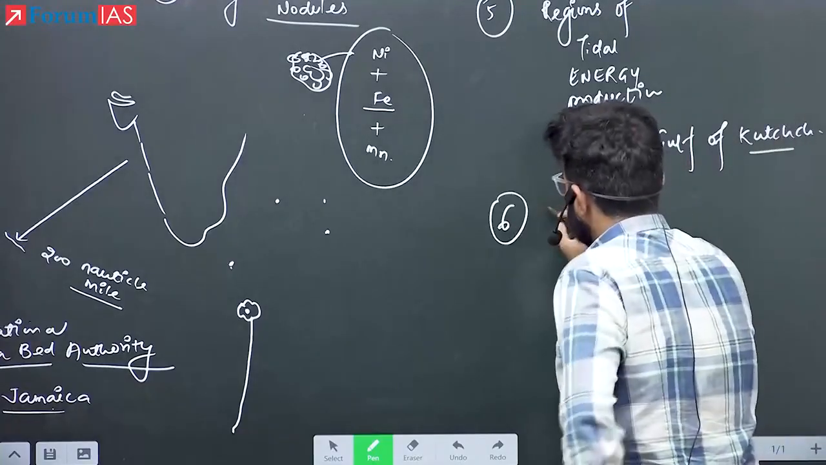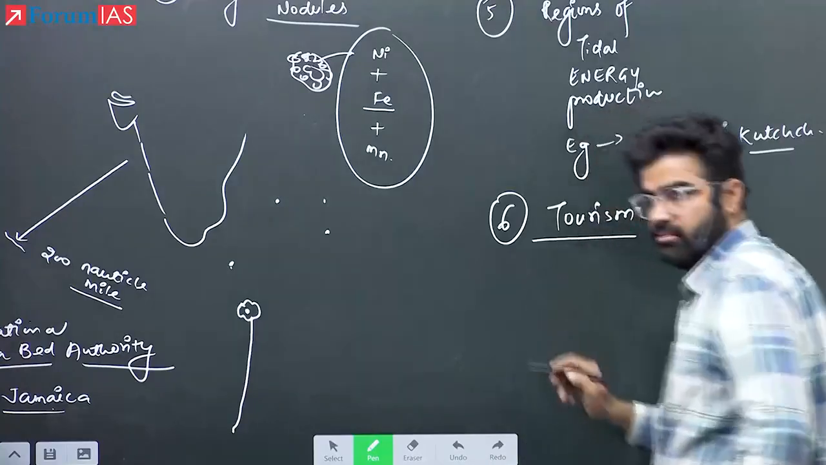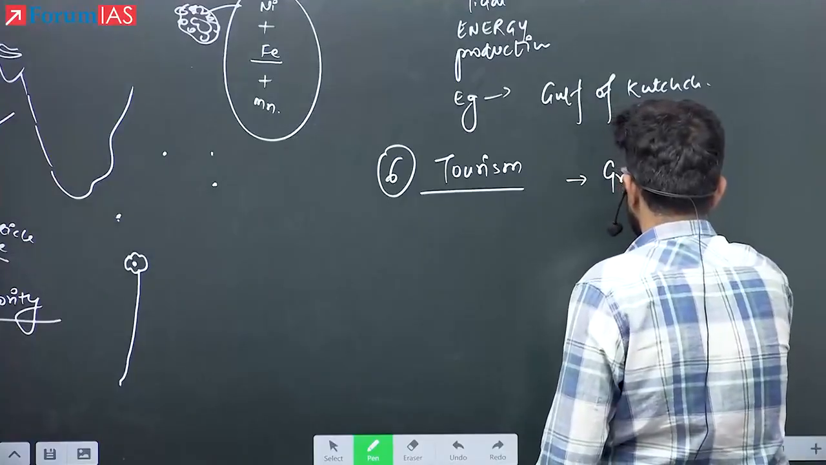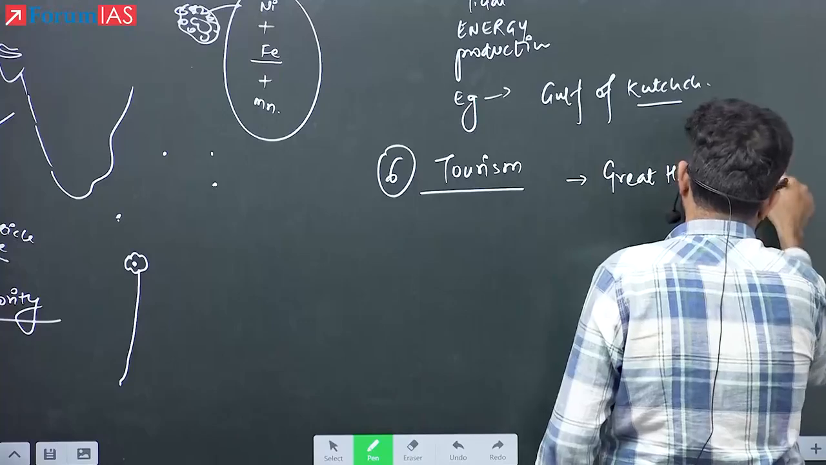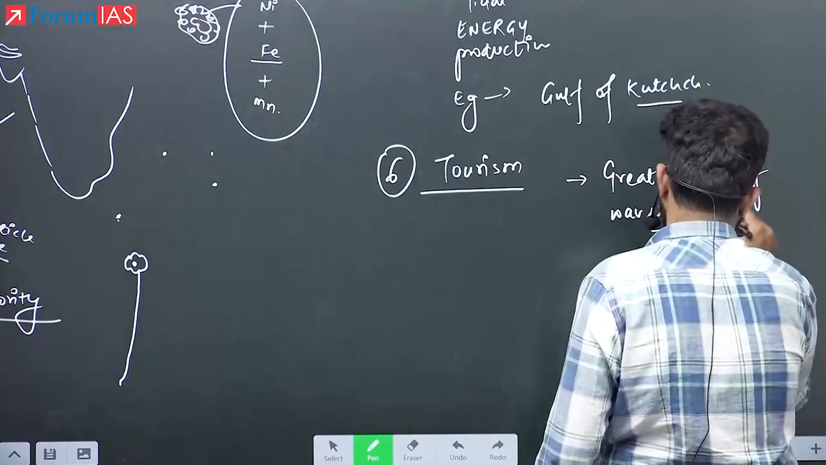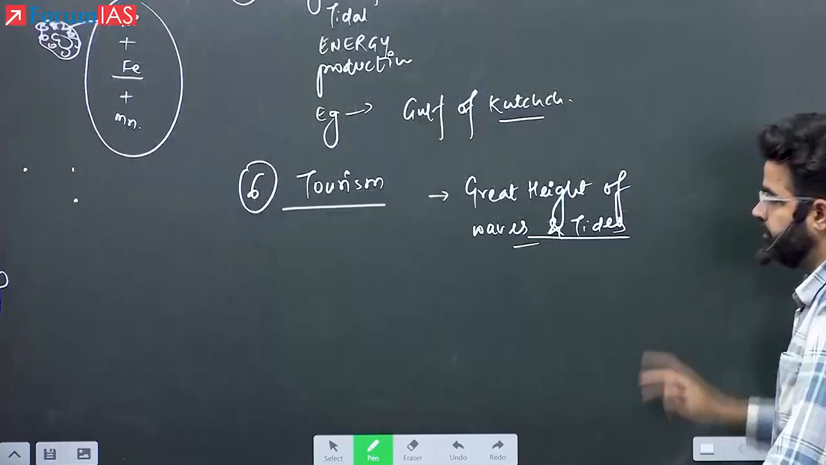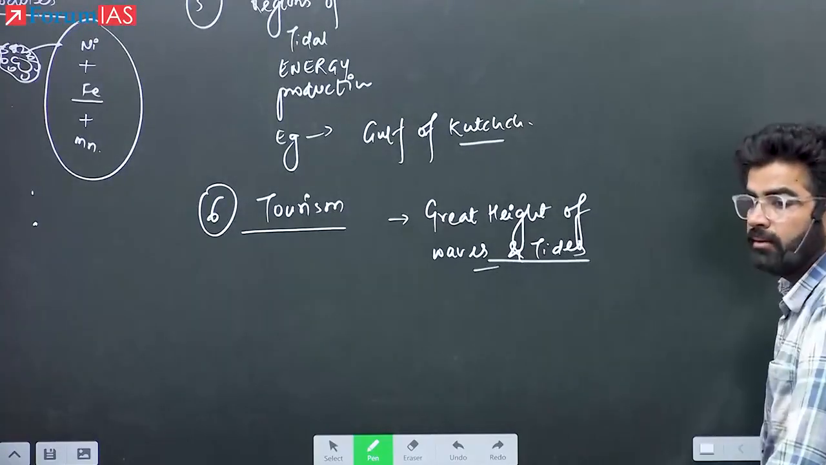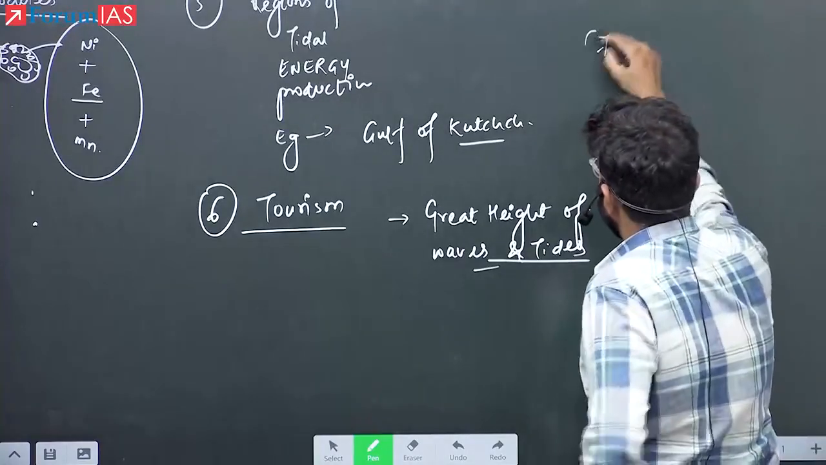Sixth is they are also the sites of tourism. Why tourism? Because of the great height of waves and tides, which will attract the tourists also. This is the sixth thing. Corals, okay.